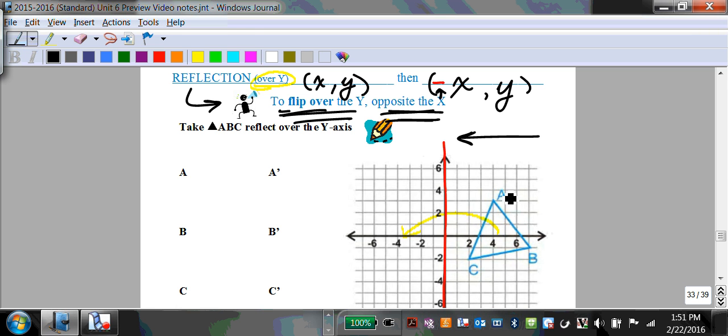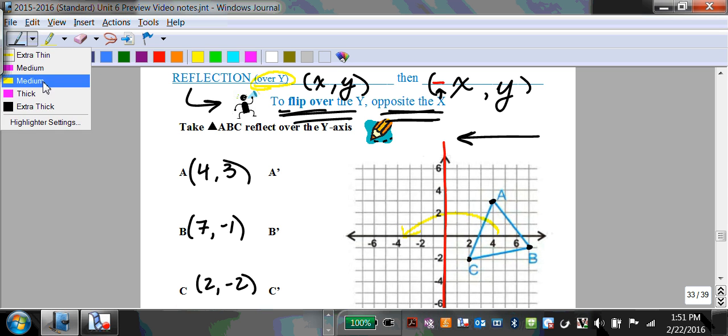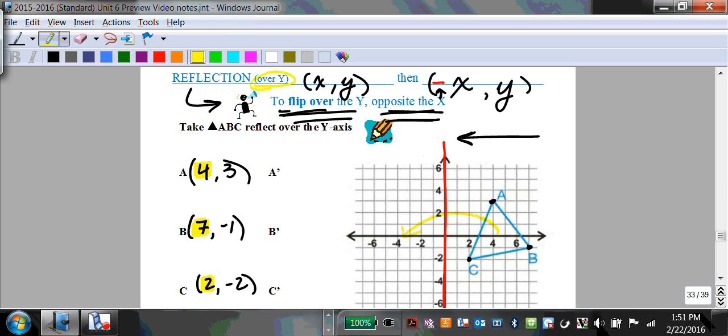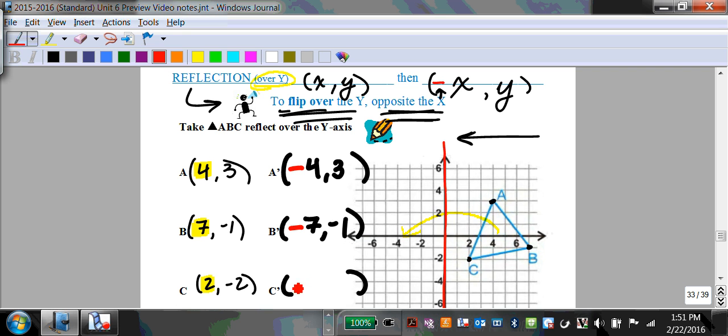So let's get our coordinates here again. Same coordinates every time to make it easy. So to flip over the y, we simply opposite that x coordinate. So this is going to be negative 4, 3, negative 7, negative 1, negative 2, negative 2. So we just opposite that x coordinate. Let's plot that.